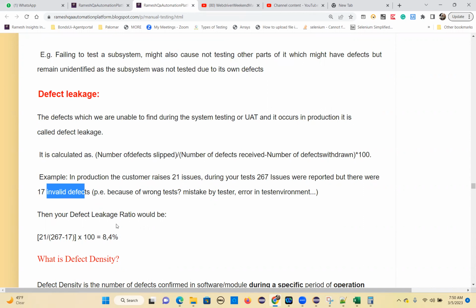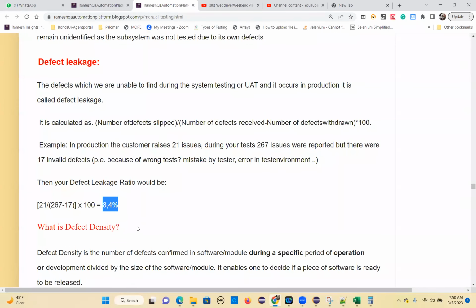So then the defect leakage ratio will be, say, the number of defects slipped, which is 21, right? 21 divided by the total number of defects received, which is 267, minus withdrawn, 17 are invalid. So if you remove that, 267 minus 17 means 250, right? 21 by 250 multiplied by 100 means 84% is the defect leakage. So that's how you can calculate.